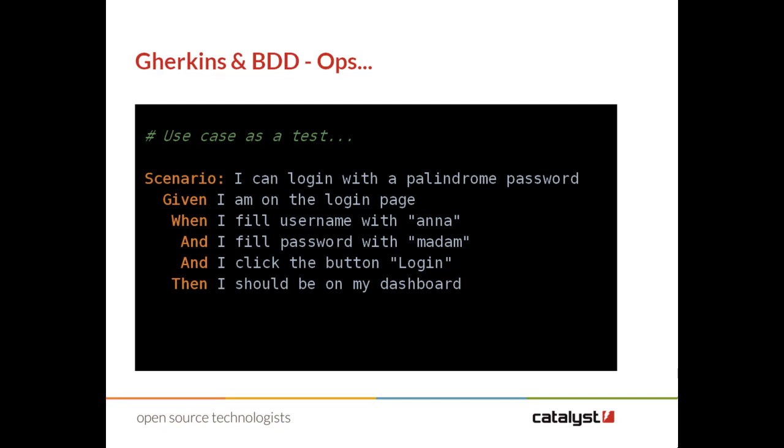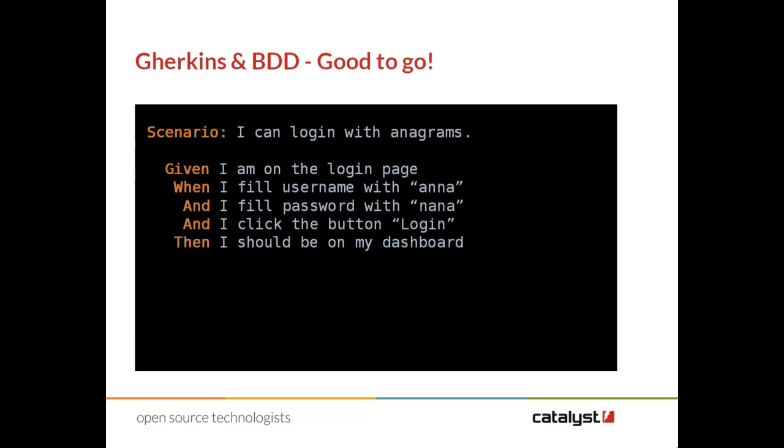When you send this back to the client or to the product manager, to the product owner, he's going to say, sorry, I think I expressed myself wrong. I wanted the password to be an anagram of the username, not a palindrome. Now, we rewrite the scenario and this one gets approved. We just saved possibly 1 day of work by not going on the wrong path.